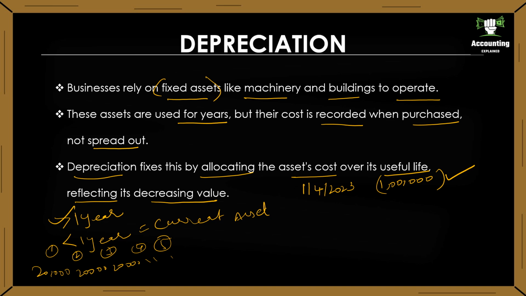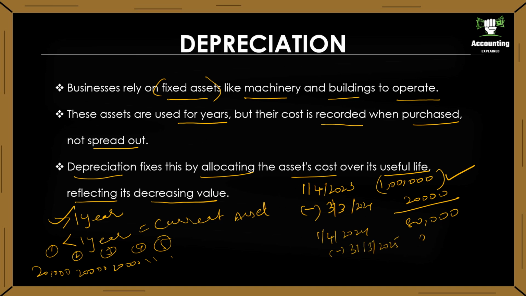Here, depreciation is helping us. On 31/3/2024, we are deducting 20,000 from 1 lakh. So on 1/4/2024, the value will be 80,000. Again, on 31/3/2025, the value is reduced by 20,000. Again, on 1/4/2025, the value will be 60,000 and it goes on.